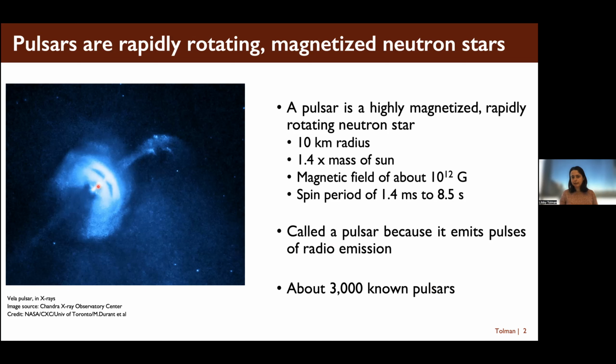A pulsar is a highly magnetized, rapidly rotating neutron star. It has about a 10-kilometer radius, and its mass is about 1.4 times the mass of the sun. These stars are very highly magnetized, with a magnetic field of about 10 to the 12th Gauss. This is significantly higher than the magnetic fields you are typically looking at if you're a laboratory plasma physicist. They spin rapidly, with a spin period of 1.4 milliseconds to 8.5 seconds. They're called pulsars because they emit pulses of radio emission. There are about 3,000 known pulsars.